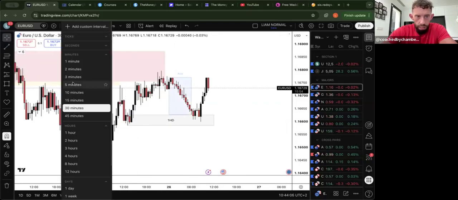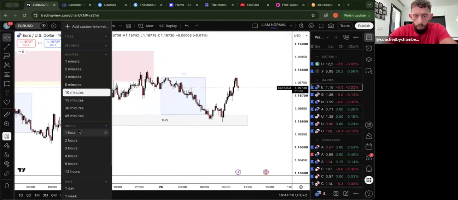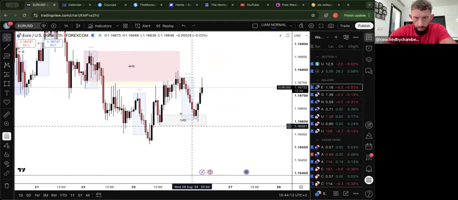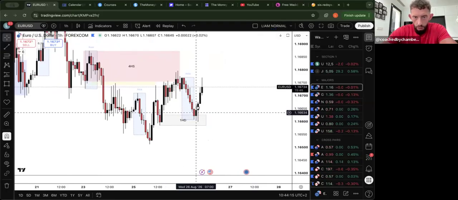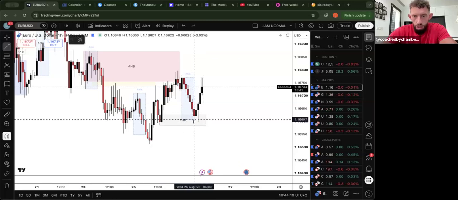Not actually that much. Go down to the 10 minute. Not that much to be fair. But if you look back at the 1 hour, you can see it is still a valid demand. Markets come into that, that's slowed down. We've taken out Asian low here. So again, it's just obviously thinking, okay, what is the dollar going to do?